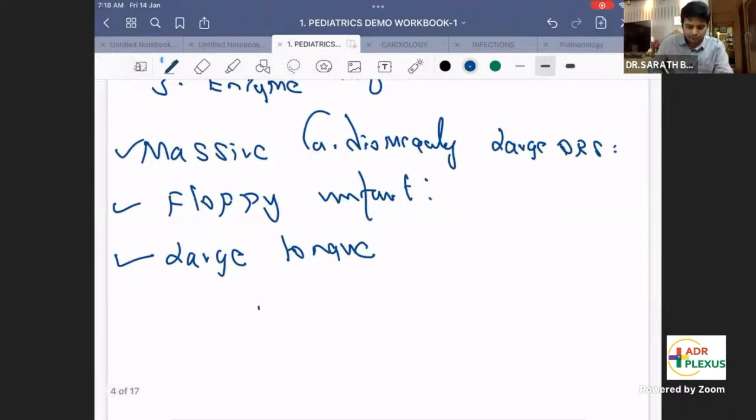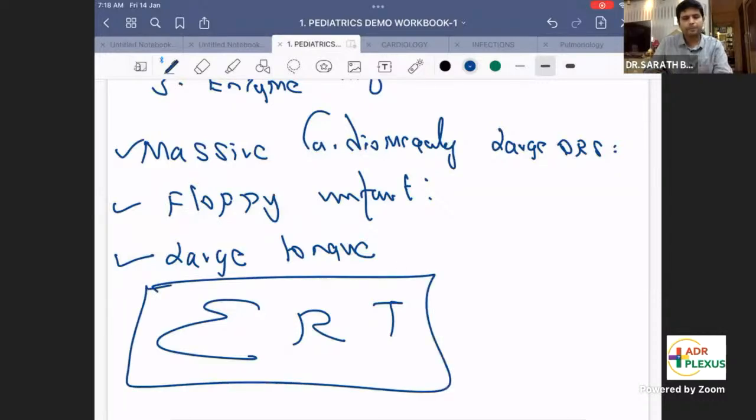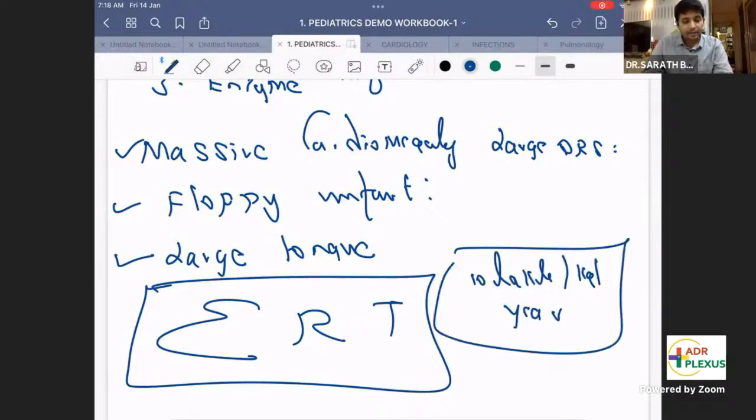The treatment of choice is enzyme replacement therapy. What is the cost of this enzyme replacement therapy? It is 10 lakh per kg per year. That's why the concept of crowdfunding has become a hit throughout the world. Those details are for later, today is just a basic class.